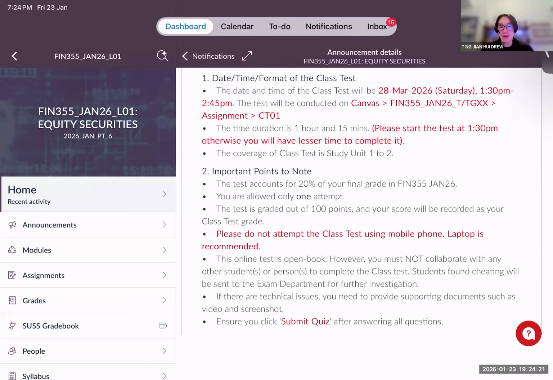Which period would the class have? Okay, so I hope I answered that question. So it's on the 28th, right? So it's not a date range.